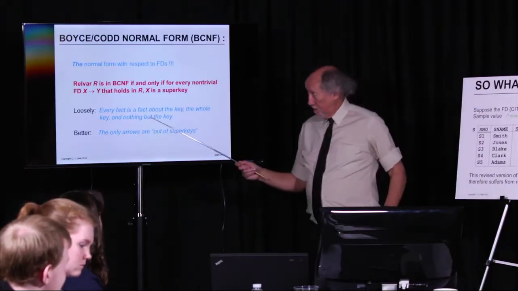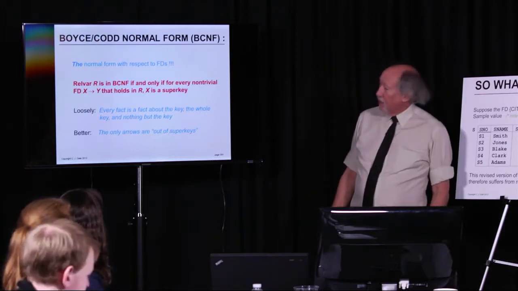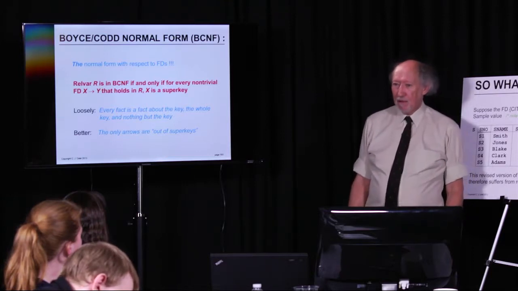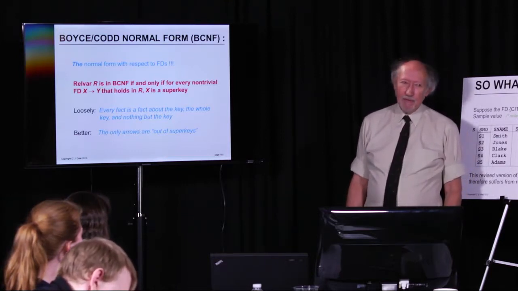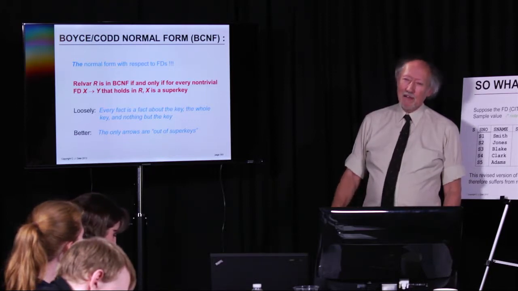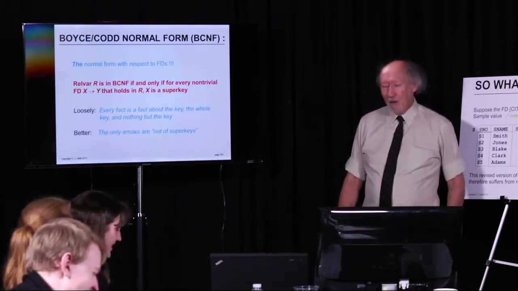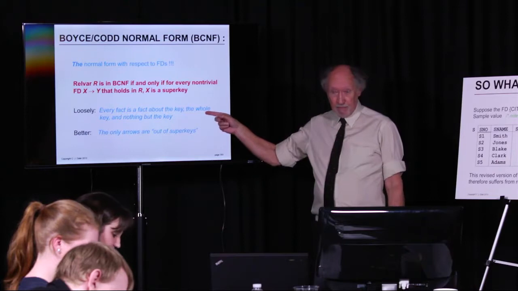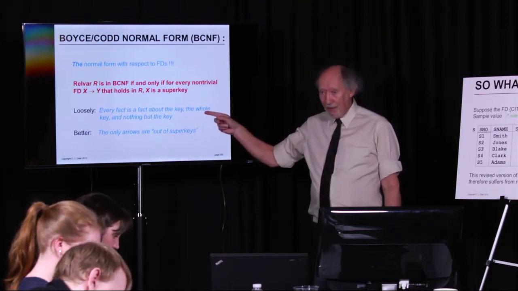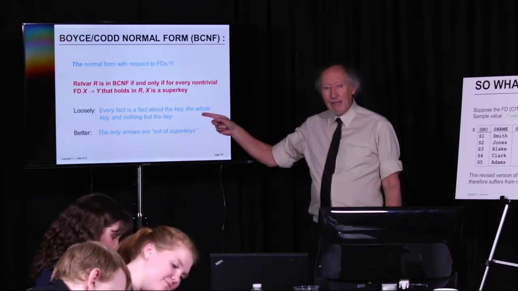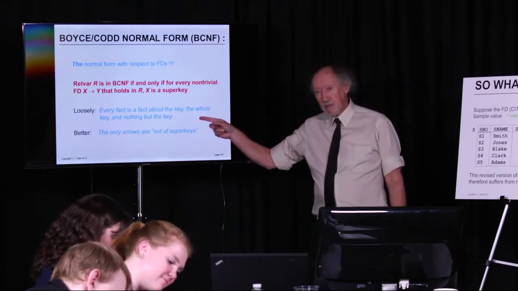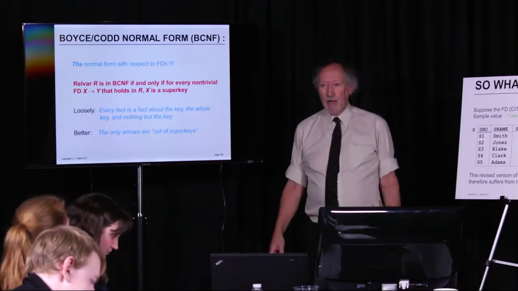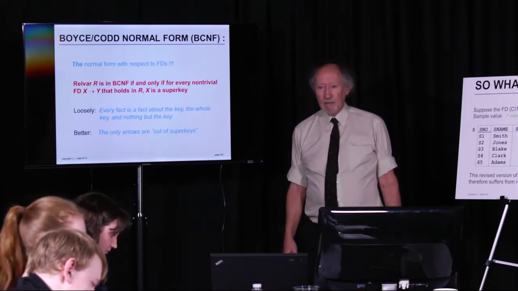Some people like to remember this by this little catchy phrase. In a Boyce-Codd normal form relvar, every fact is a fact about the key, the whole key, and nothing but the key. The first time I ever recited that line in a seminar, someone at the back of the room said, "So help me Cod." I wish I had thought of that. But I have to say that this characterization, although it's intuitively attractive, is not really accurate, because it does assume there's only one key, which is often the case, but not always the case. A better way to say it is the only arrows are arrows out of superkeys. That's more accurate.